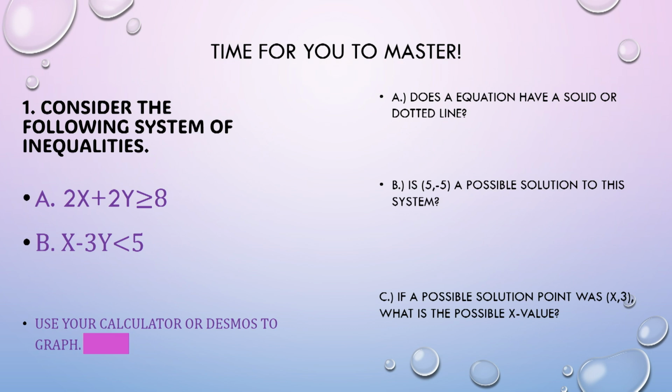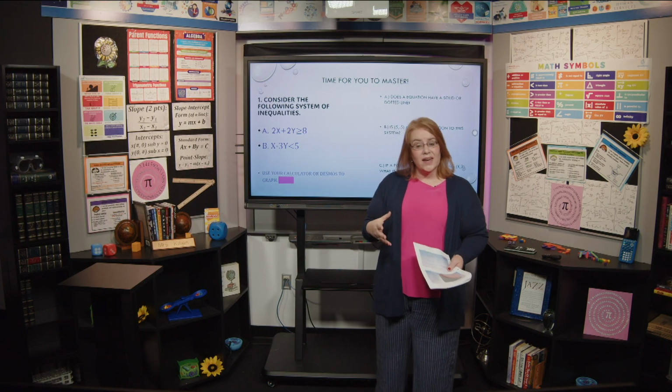Does an inequality have a dotted line? I should have put inequality, but I put equation. So let's look just by looking at what we've written. Would A be a solid line when I graphed it, or would it be a dotted line?